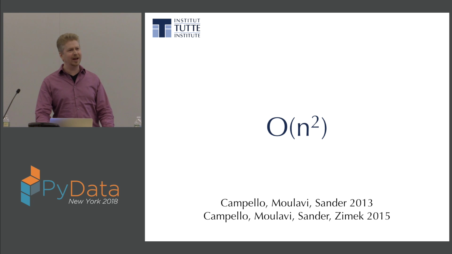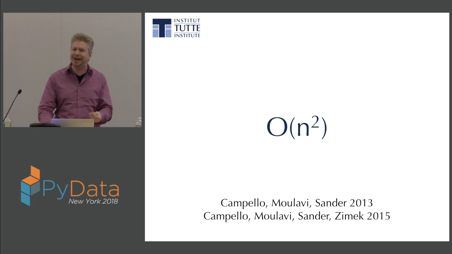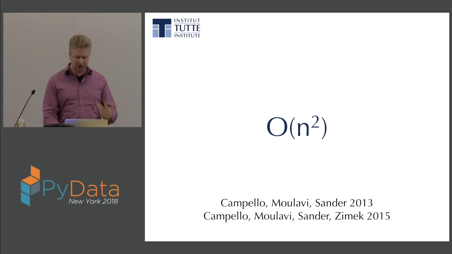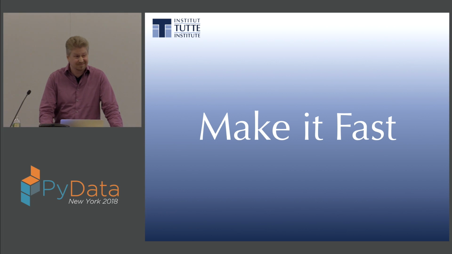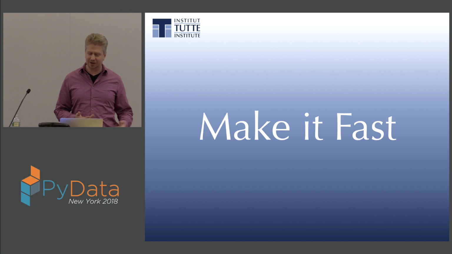Unfortunately, even though it's a fantastic cutting-edge algorithm, it's n-squared, which could limit its applicability if you have large amounts of data. So what can we do? We could try to make it fast. All right, how are we going to go about making this fast?